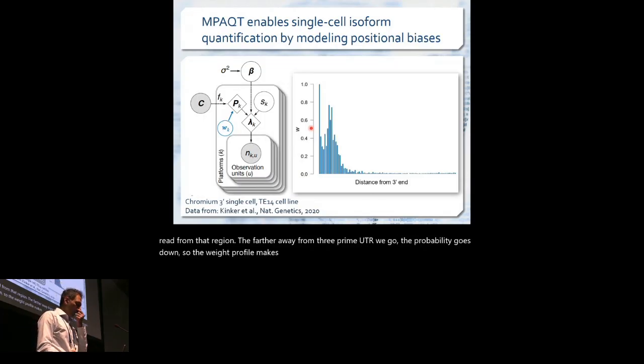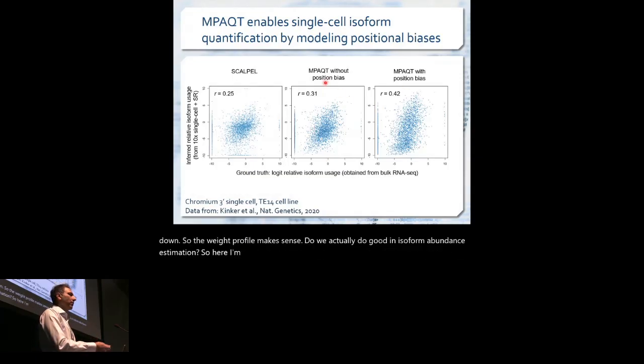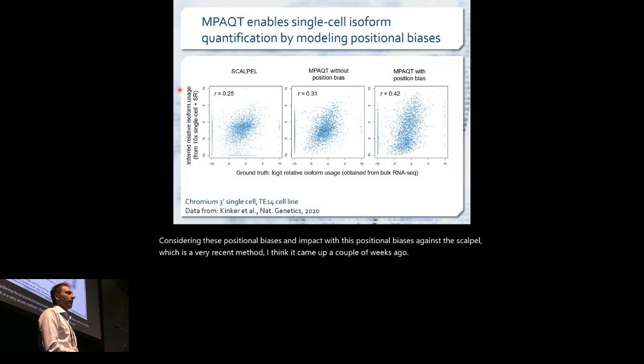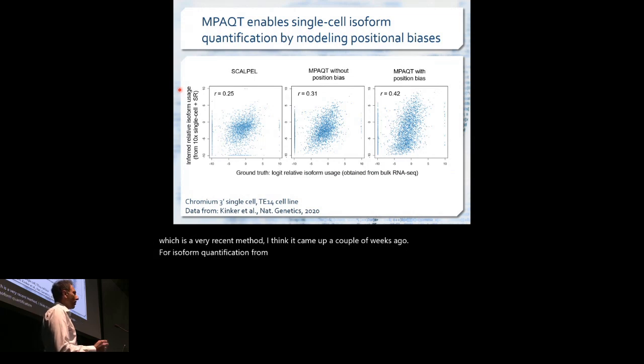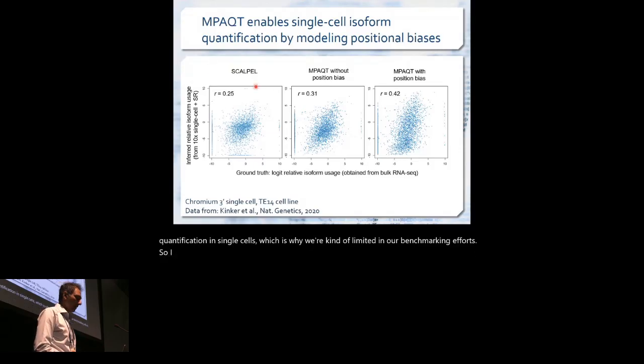Do we actually do well in isoform abundance estimation? Here I'm comparing MPACT without considering these positional biases and MPACT with these positional biases against Scalpel, which is a very recent method. I think it came out a couple of weeks ago for isoform quantification from single cells. There aren't a lot of tools for isoform quantification in single cells, which is why we're limited in our benchmarking efforts. So I only have Scalpel in the mix.